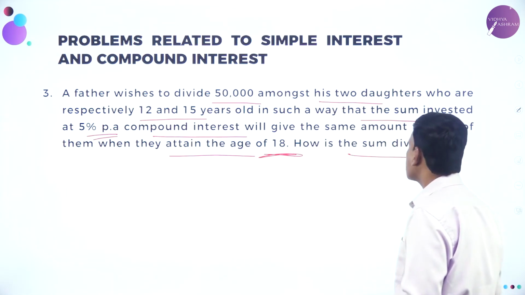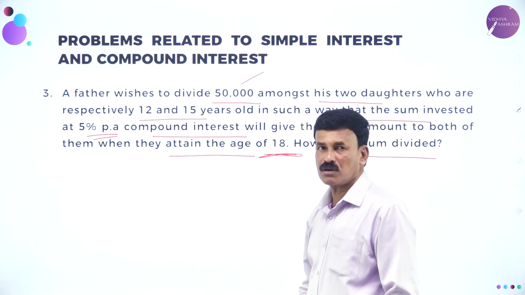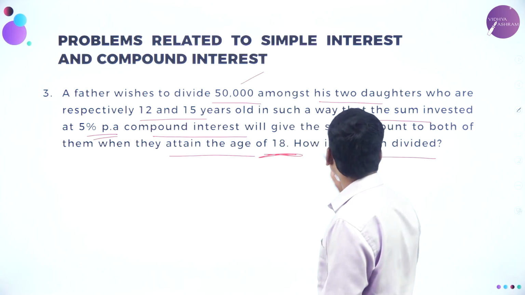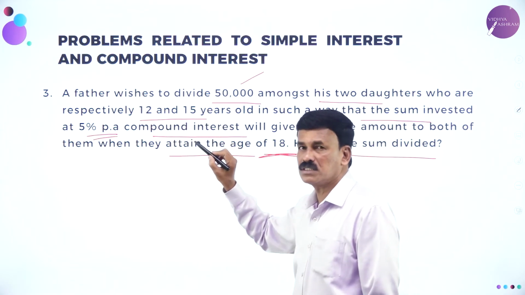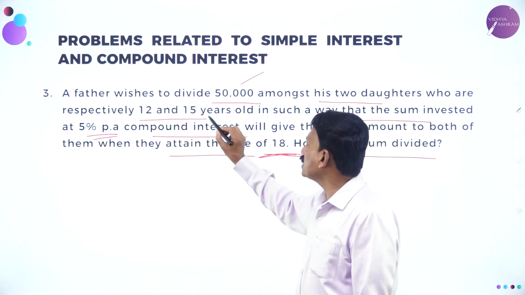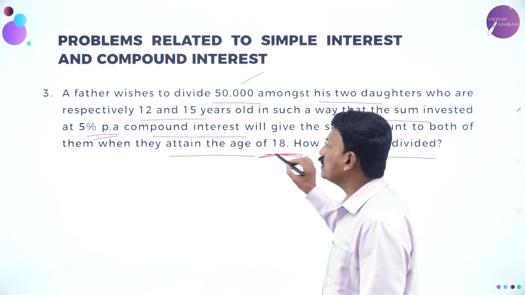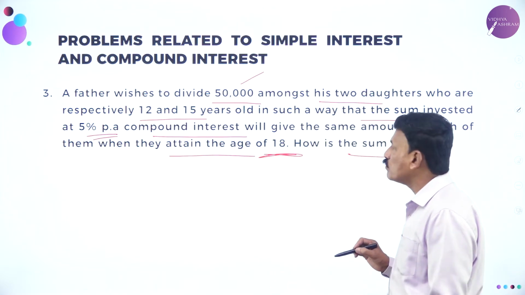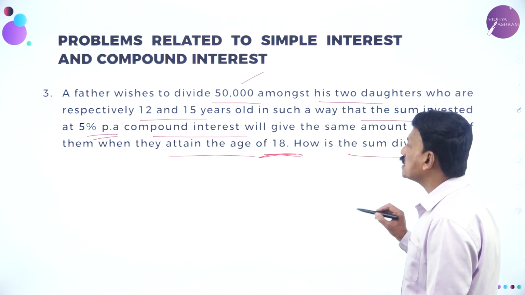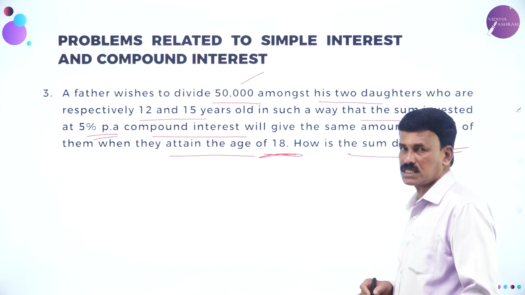Then how is the sum divided? A father has to divide rupees 50,000 among his two daughters, aged about 12 and 15. The elder daughter is 15 years and the younger is 12 years. He divides it in such a way that the sum invested at 5% per annum compound interest will give the same amount to both the daughters at the age of 18 years. Then how is he going to divide the sum?